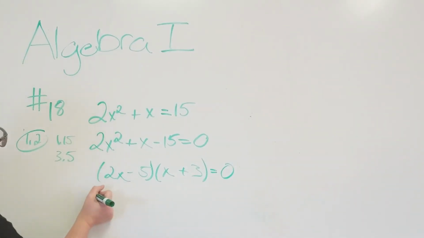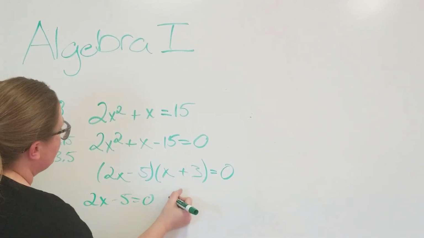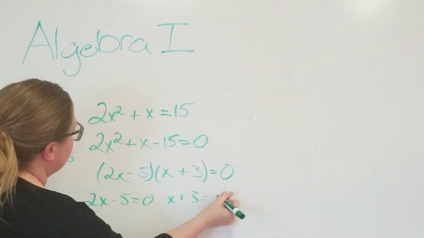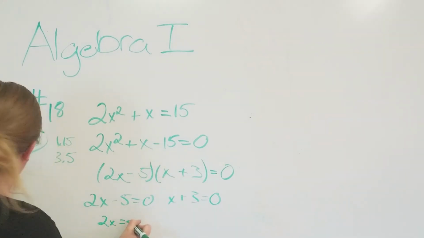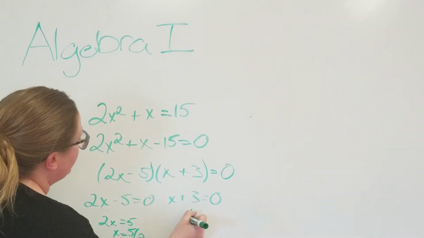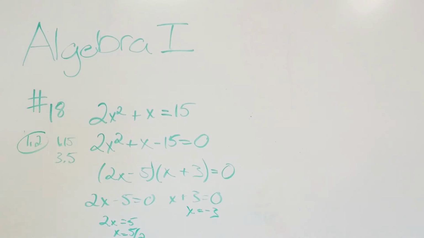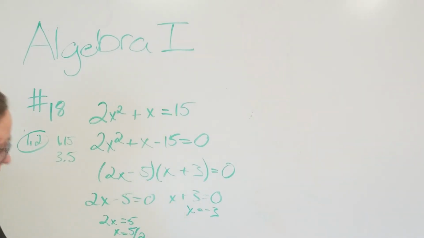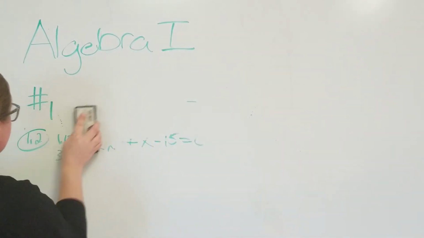All right. So when they want the solution set, you're going to solve both of these equations. You're going to say 2x minus 5 equals 0, and x plus 3 equals 0. So this would say 2x equals 5 and x equals 5 over 2. And over here you just say x equals negative 3. So my two answers are negative 3 and 5 over 2. The next two problems after this are both a square root method problems.